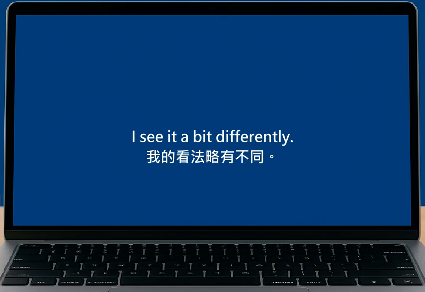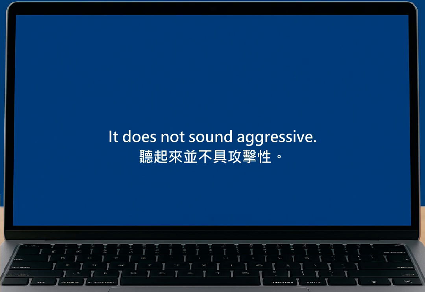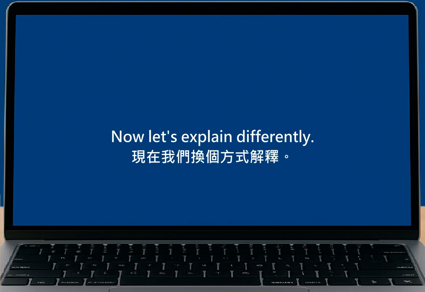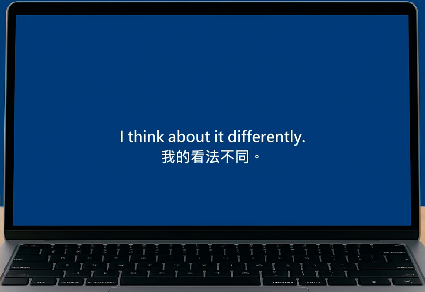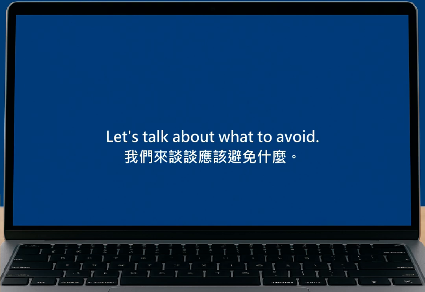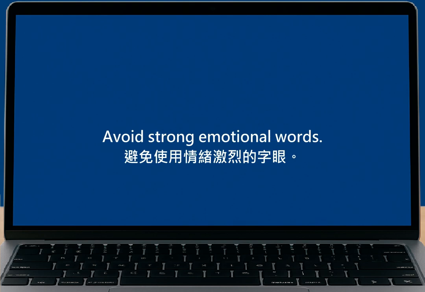Let's introduce a useful sentence. I see it a bit differently. This sentence shows disagreement. It does not sound aggressive. Now let's explain differently. Differently means not the same way. Example: I think about it differently. Let's talk about what to avoid. Avoid blaming language. Avoid strong emotional words.